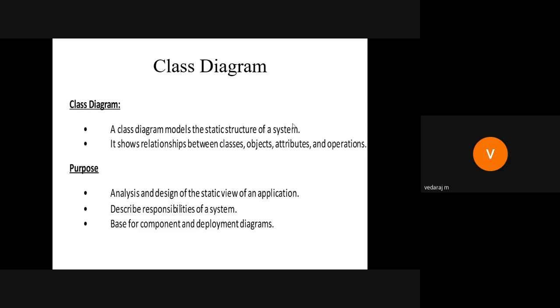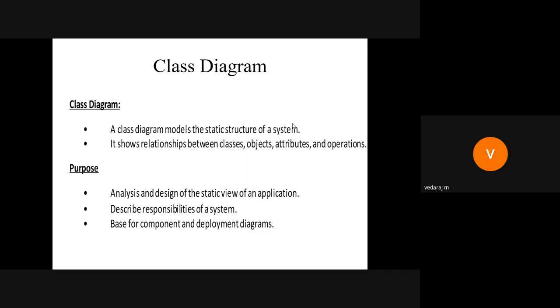The third important purpose of the class diagram is that it is the basement for the component and deployment diagram. Once you know the class diagram, it is very easy to draw a component and deployment diagram, because the class diagram is the base. It shows the relationship between the classes, objects, attributes, and operations.